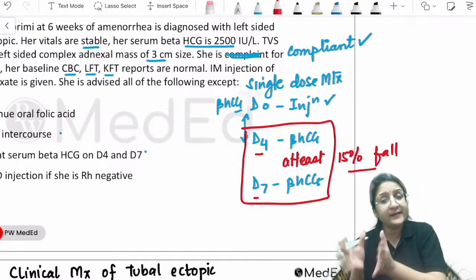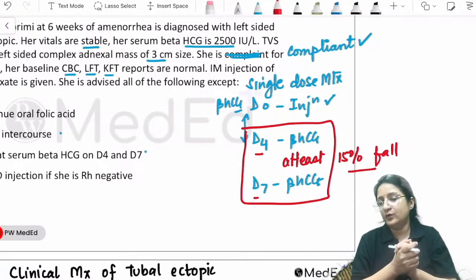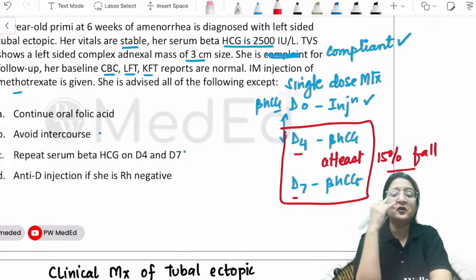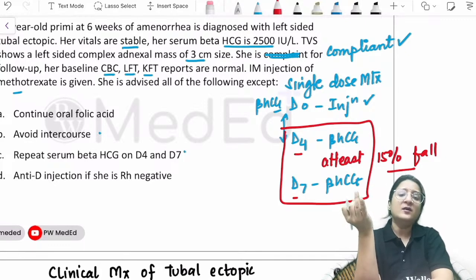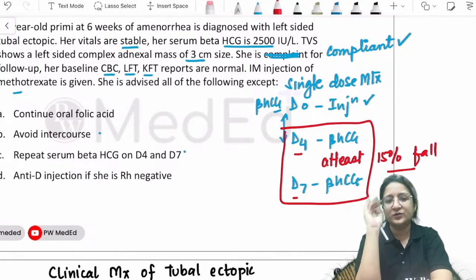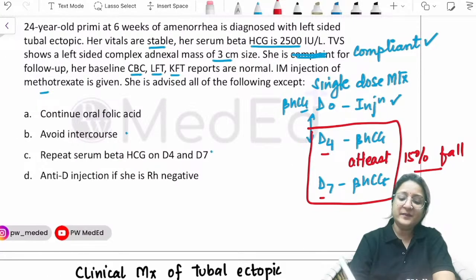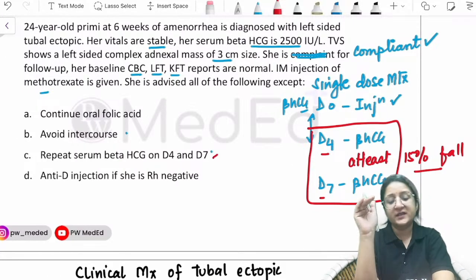If they are not falling, then we may have to repeat the dose of methotrexate if you want to stick to the medical management. Before calling it a failed medical management, one definitely likes to give at least 3 doses of methotrexate. So repeat serum beta HCG on day 4, day 7, true statement.